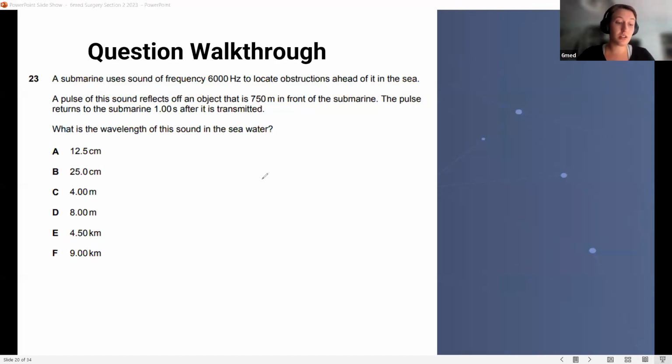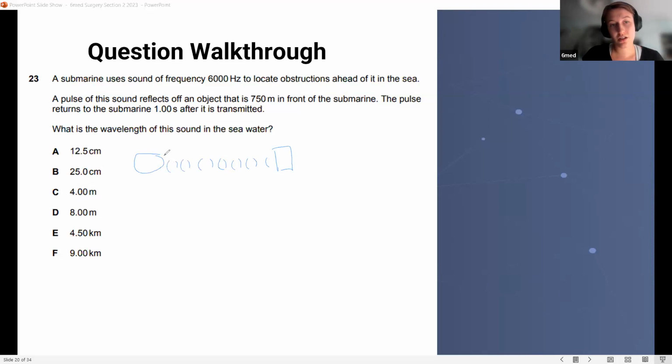So as I said, you do need to know your equations for physics, otherwise you're going to be stumped on a lot of questions. So the main thing to think of is we have our submarine. So we have a submarine and it sends out a wave or a pulse, and then that hits an object and then it bounces back.